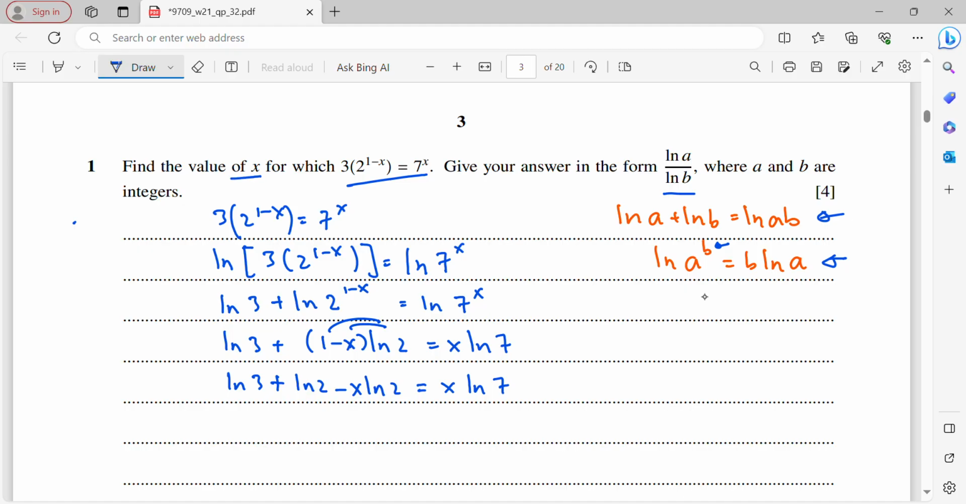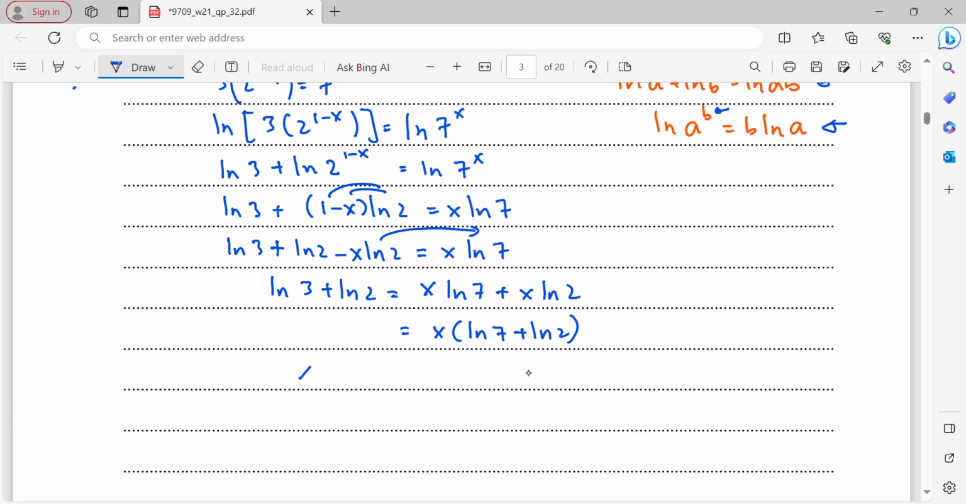So to get the x, this whole term will be moved to the right side. Then I will get ln 3 plus ln 2 equals x ln 7 plus x ln 2. So for the right hand side, the x can be factorized out. Then you get ln 7 plus ln 2. Then from here, my x will be ln 3 plus ln 2, which is basically ln 6, divided by ln 7 plus ln 2, which is ln 14. So that's the solution for this question.